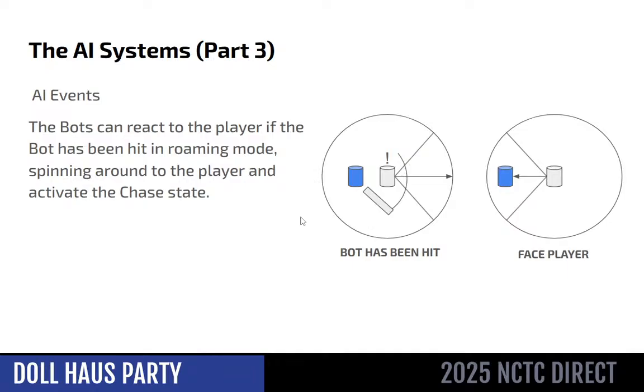I've also incorporated an event that allows the bots to turn around and look at the player if they are damaged while in a roaming state. Basically, immediately triggering the chase state without being in full view of the bot.